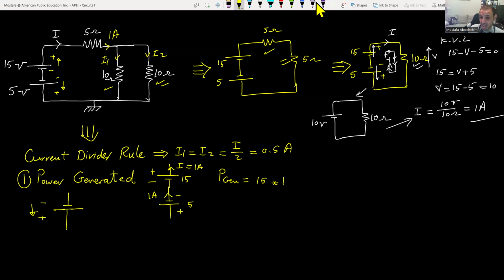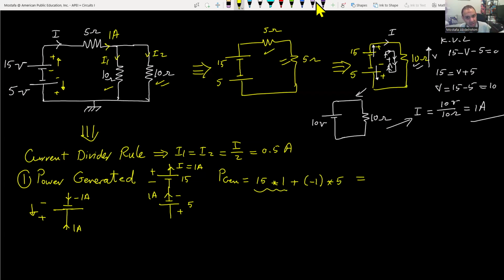Now for the second battery, the voltage is in that direction, and the current is 1 ampere going up. So it can be assumed as minus 1 ampere going down. So it will be minus 1 multiplied by 5, or 5 multiplied by minus 1. It's okay. So look, guys, this is the power generated.